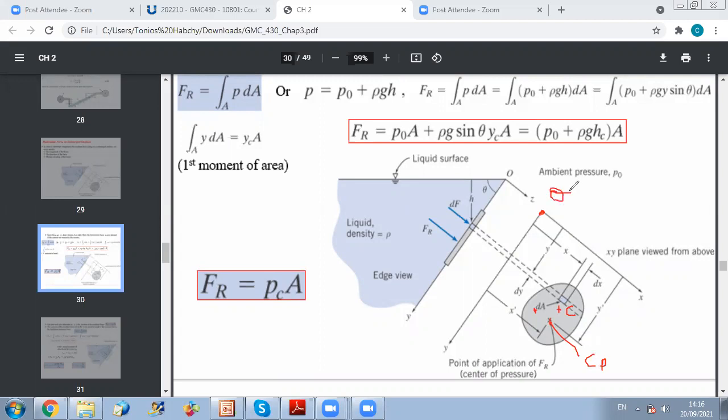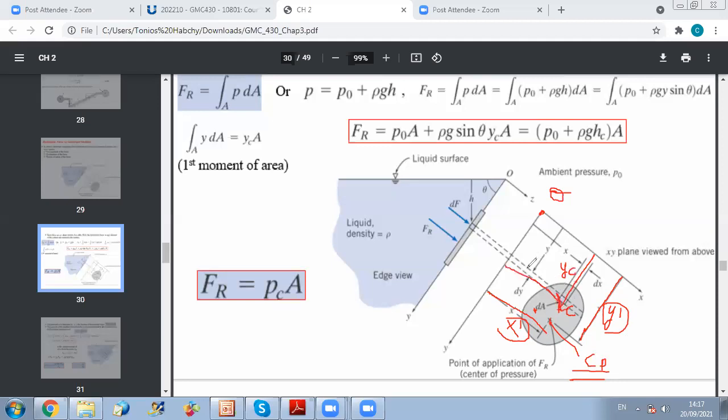So what is the idea? The idea is I want to find at what distance X prime and Y prime I should replace the distributed load to have equivalence. All the calculation we did was to find X prime and Y prime of the point CP. CP is the center of pressure, or point of application of the resultant force. Now when we say Y of C and X of C, we are referring to the coordinates of the centroid of the area. So this is Y of C and this is X of C.